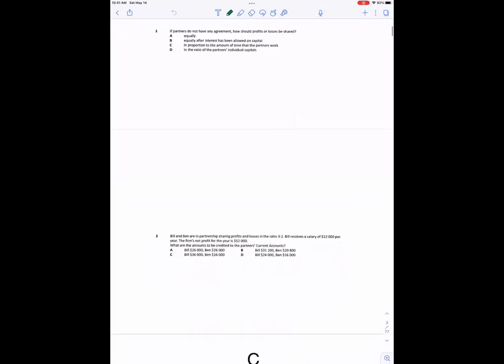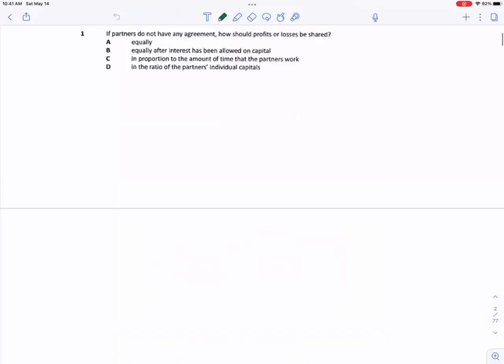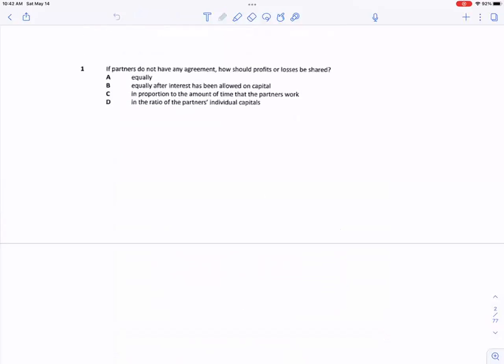Come on, partnership. What do you all know about partnership? Please tell, what do you know about partnership? When two businesses join together. When two people do business together. Okay, what is the income statement which is made in partnership?